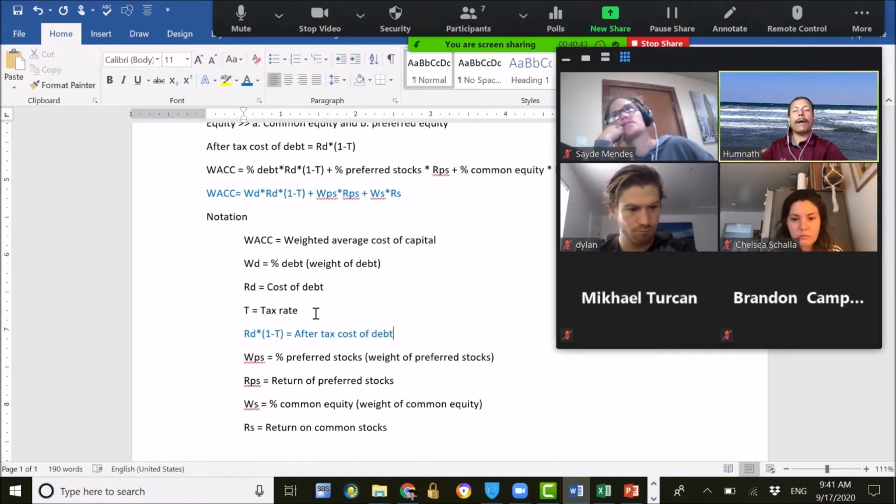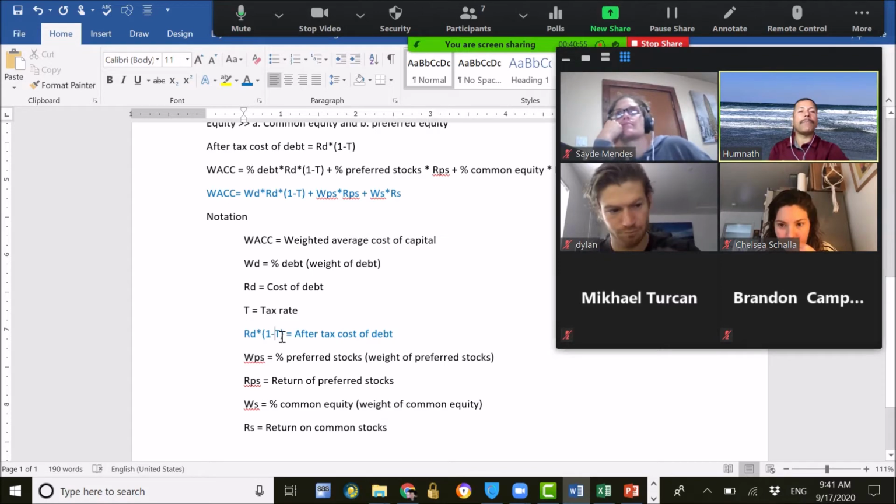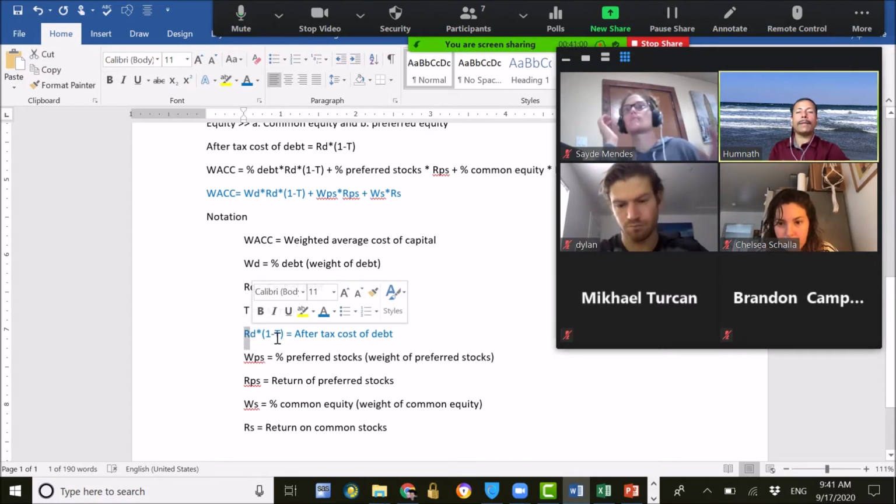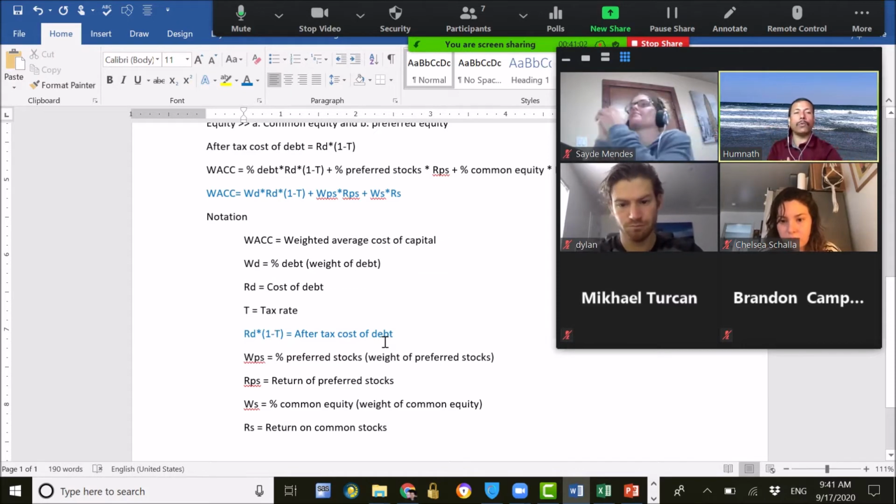So if you adjust with the tax rate, so 1 minus tax rate, let's say if your tax rate is 25%, so basically you are paying only 75% of the debt, right? So RD times 1 minus tax rate, that's going to bring down your actual cost of capital, cost of debt after tax. Good question.